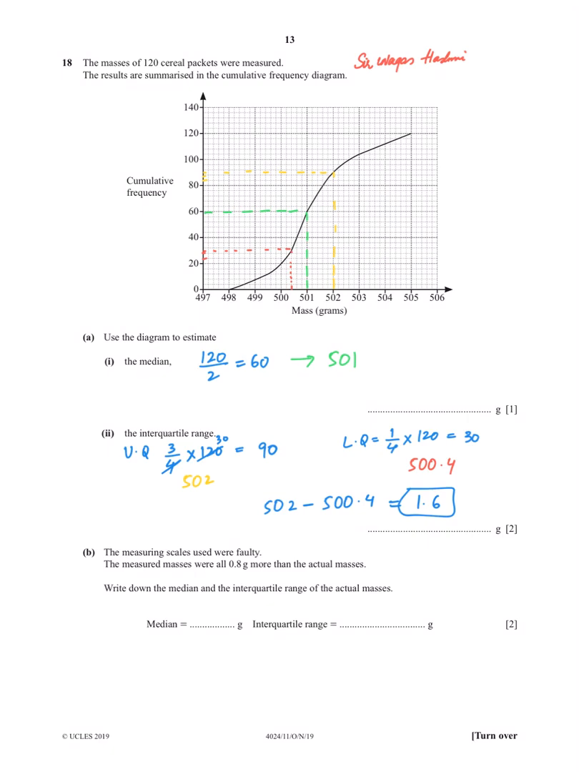Next part, the measuring scales used were faulty. The measured masses were all 0.8 gram more than the actual masses. Write down the median and the interquartile range of the actual masses. For the median part, the median we have obtained is 501, and this 501 is 0.8 gram more. So if you subtract 0.8 from the median, you will get 500.2. So that is your median, 500.2. But the interquartile range remains the same because that is the difference between the upper and lower quartile. If there is a change in the upper quartile, there is also a change in the lower quartile, so the difference between these two remains the same, so that is 1.6.